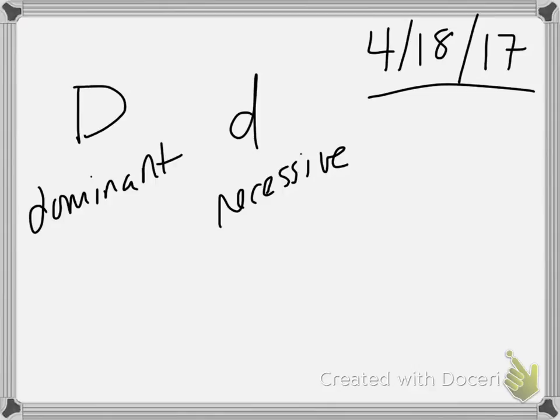18th of April, and you guys know that when we have an allele that's dominant, we give it a capital letter. A recessive allele gets a lowercase letter. I always like to think of the dominant allele as the paper in a game of rock, paper, scissors. It hides the other one.